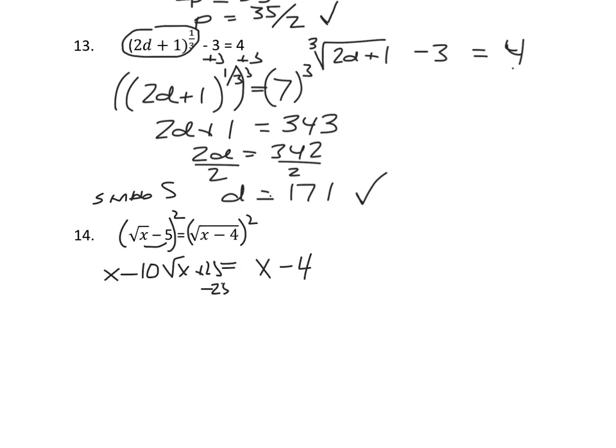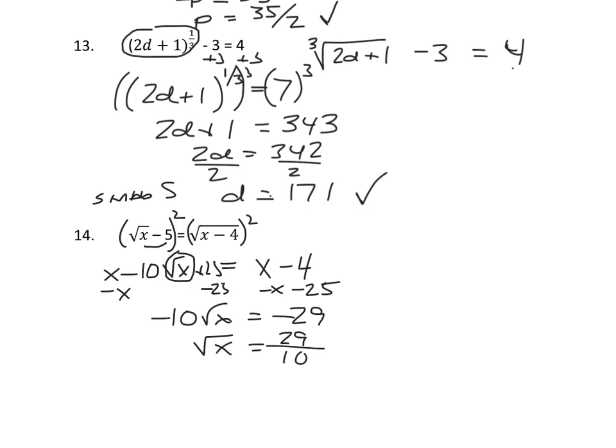Then I need to isolate this radical. So I'm going to subtract 25. I'm going to subtract x. I'd have a negative 10 root x equals a negative 29. Root x would be 29 tenths. And then I would square both sides.